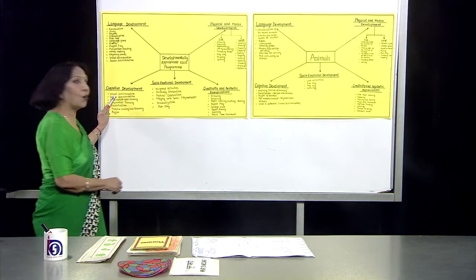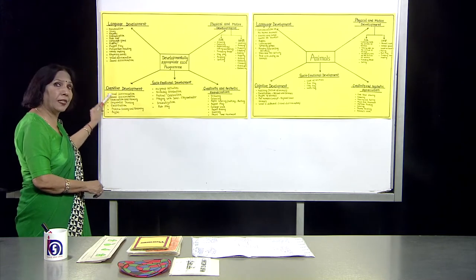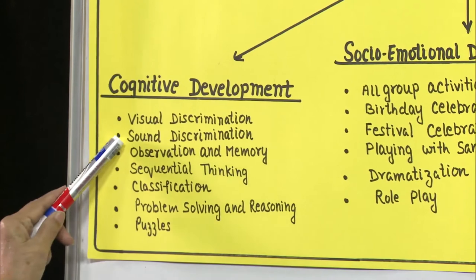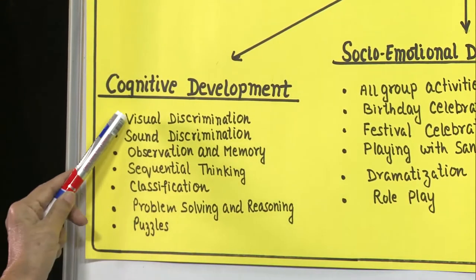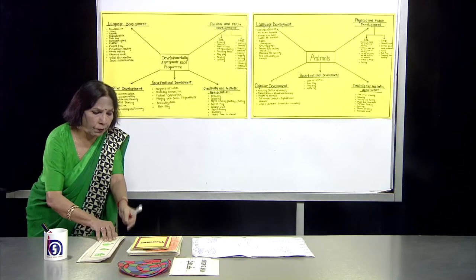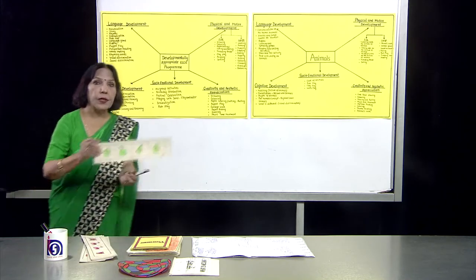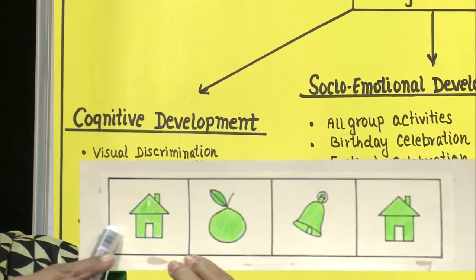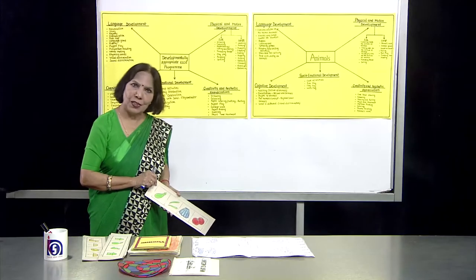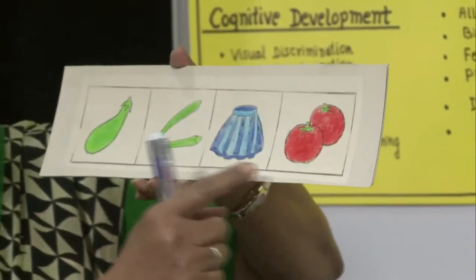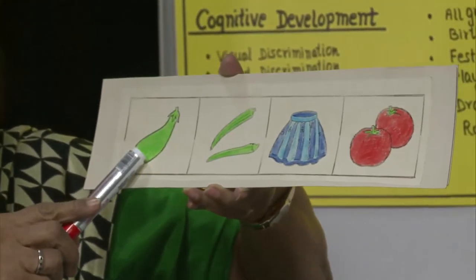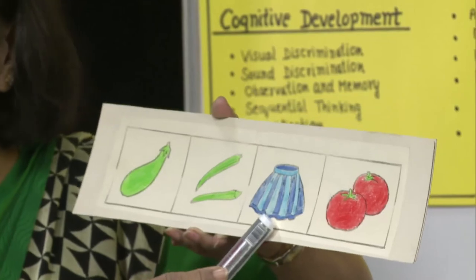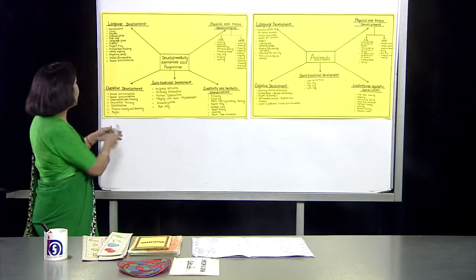Now, cognitive development. For cognitive development, there are some very important activities: activities for visual discrimination skill and for sound discrimination skill. Now, what is visual discrimination skill? You can ask the children which two pictures are the same. This one and this one are the same. For another picture, which picture is different? This is a vegetable, this is not a vegetable, and this is a vegetable. So this picture is different.